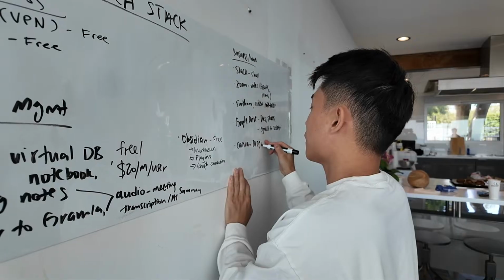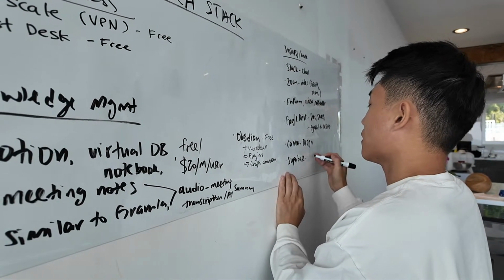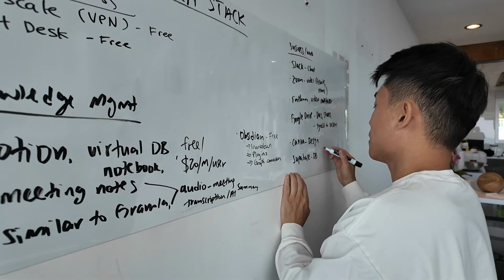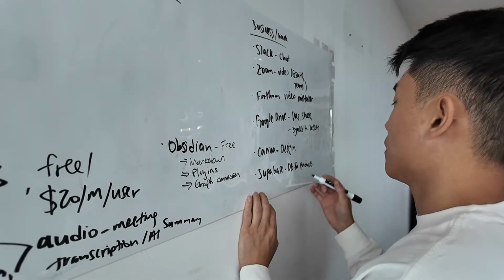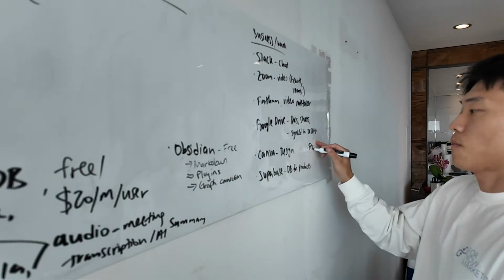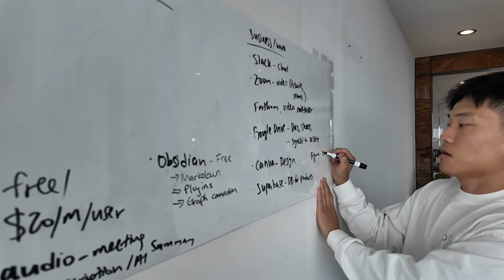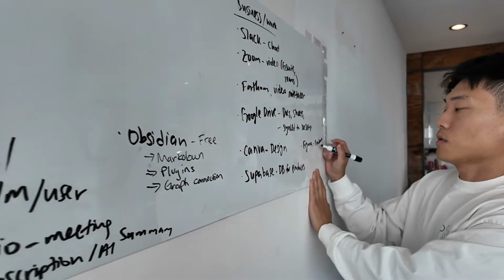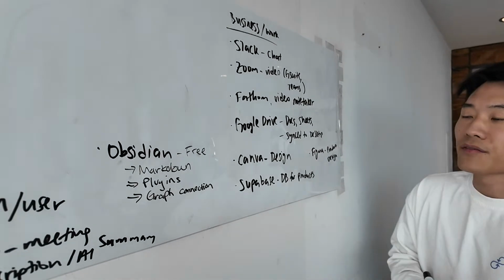Langsmith is one that we've been using. That's like the AI stack. We use it mainly for observability, to compare the outputs of different models. That's the eval stack. We do graphs. Figma for product design. Yeah, Figma, Canva, Supabase.